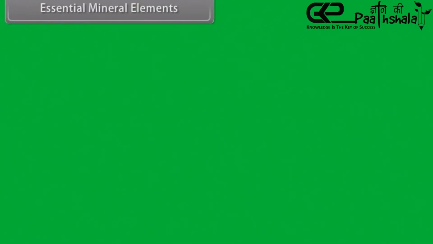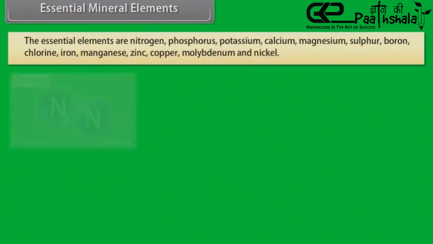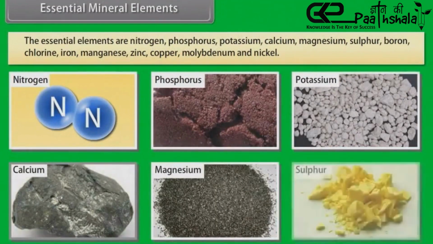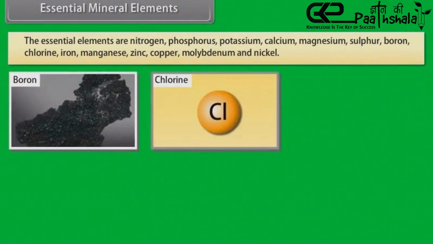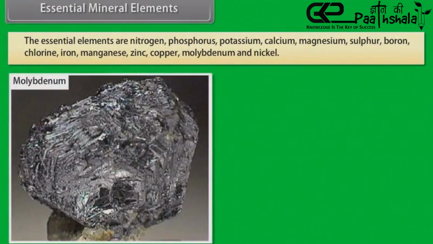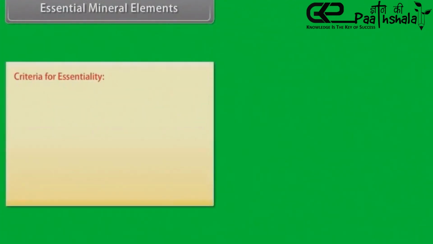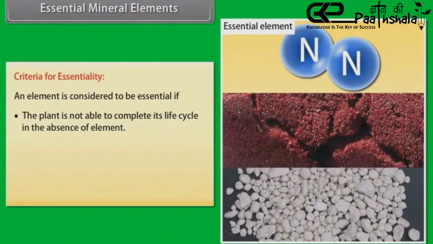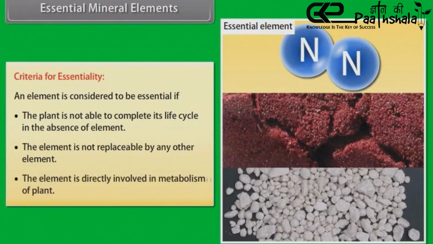Essential mineral elements. The essential elements are nitrogen, phosphorus, potassium, calcium, magnesium, sulfur, boron, chlorine, iron, manganese, zinc, copper, molybdenum, and nickel. Criteria for essentiality. An element is considered to be essential if the plant is not able to complete its life cycle in the absence of the element. The element is not replaceable by any other element.